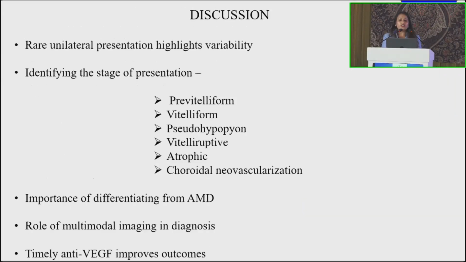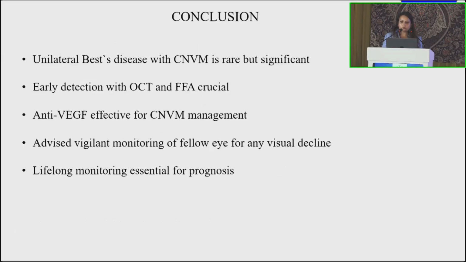Discussion. Rare unilateral presentation highlights variability. It helps us in identifying the stage of presentation, like whether it is pre-vitelliform, pseudo-hypopyon, vitelliruptive, atrophic, or CNVM. There is an importance of differentiating it from AMD because it also manifests with similar presentations. Role of multimodal imaging in diagnosis and timely anti-VEGF regimen improves outcomes.